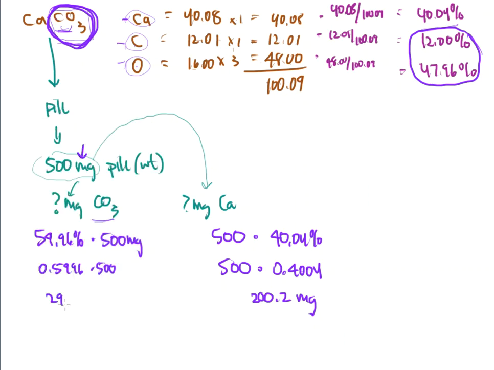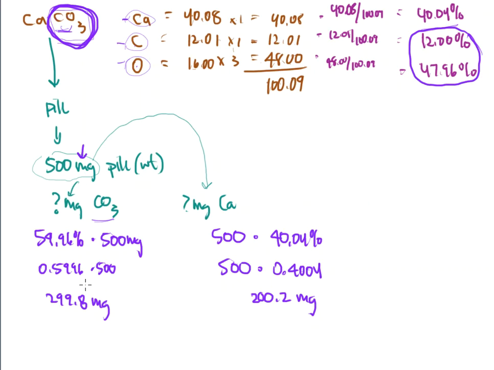So 299.8 milligrams. Meaning that that 500 milligram tablet, close to 300 milligrams of that weight, is going to come from carbonate. The other 200 milligrams of weight is going to come from calcium.